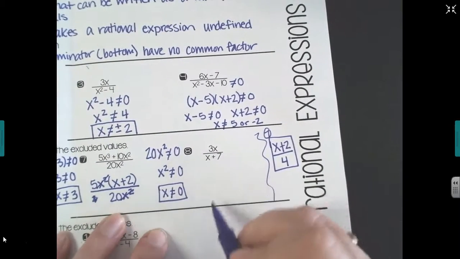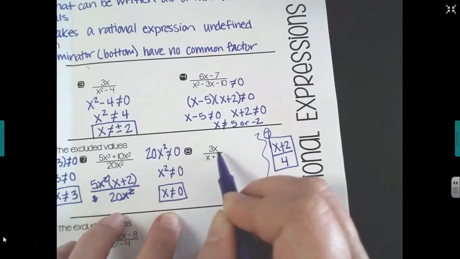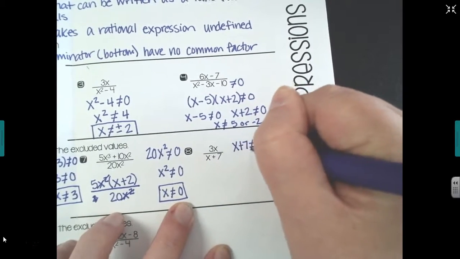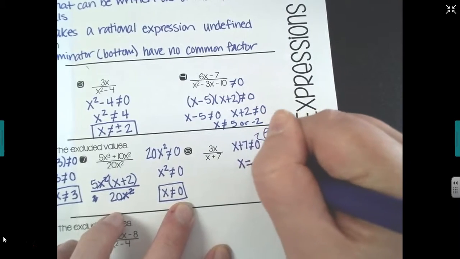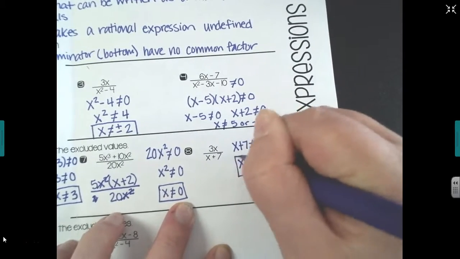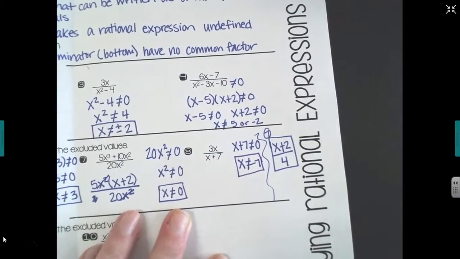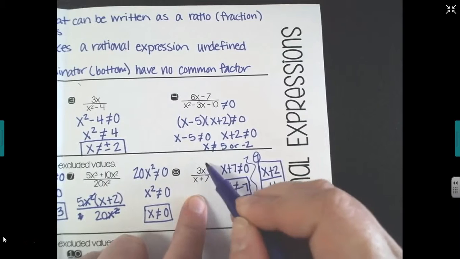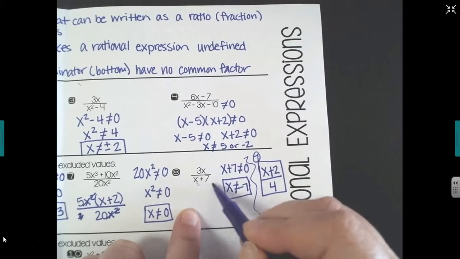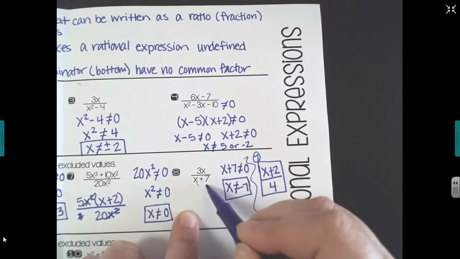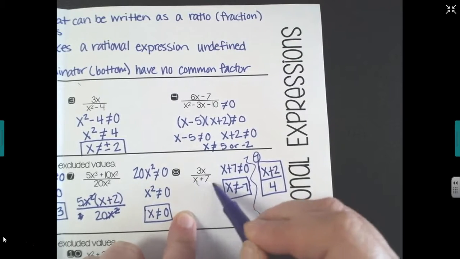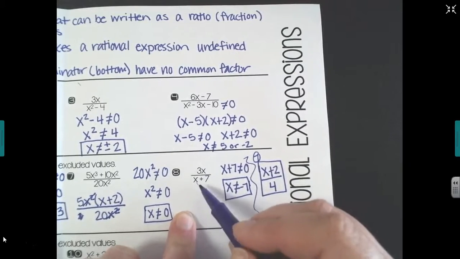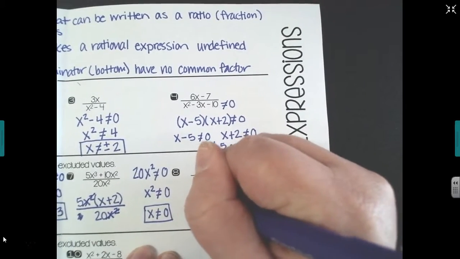Okay. Number 8. First do your excluded values, so look at that denominator. X plus 7 cannot equal 0. Therefore, x cannot equal negative 7. Looking at the numerator, we only have one term here, 3x. In the bottom, we have 2 terms, but this is considered to be one factor, okay? Nothing in common. We can't cancel anything out, top or bottom. So this one is already simplified.